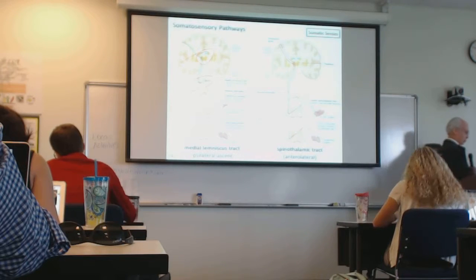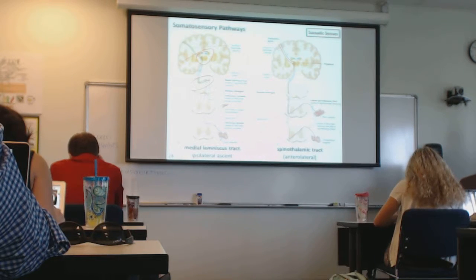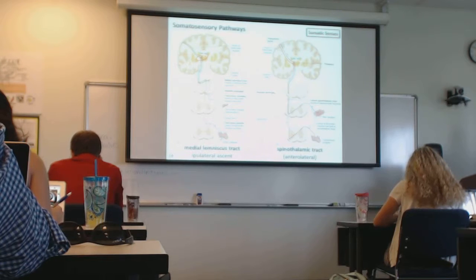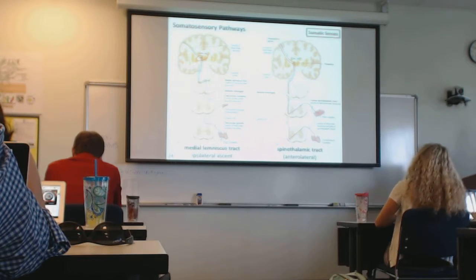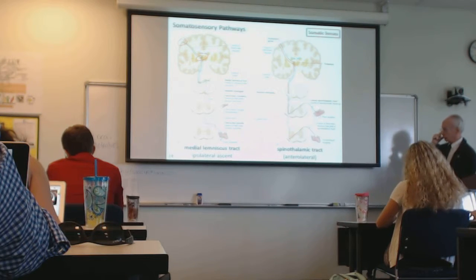And then the final neuron, which in this case we'll call a tertiary neuron. Again, I don't really like this terminology because it's not used consistently. It simply extends from the thalamus to the sensory cortex. And that will be true for the other pathway as well.